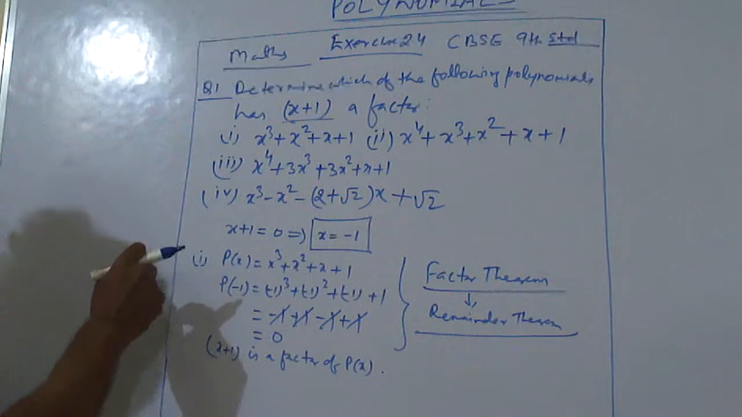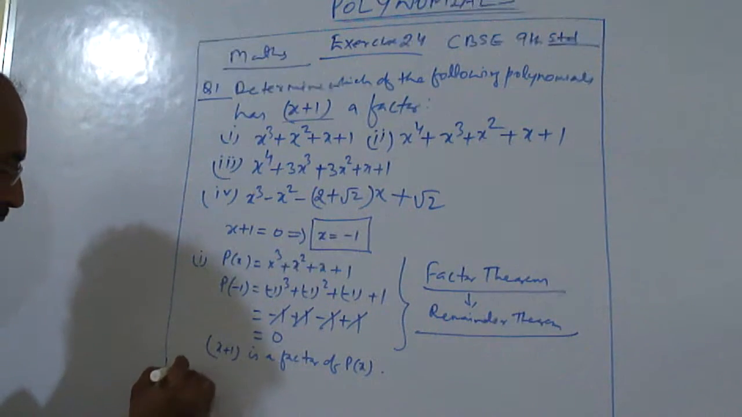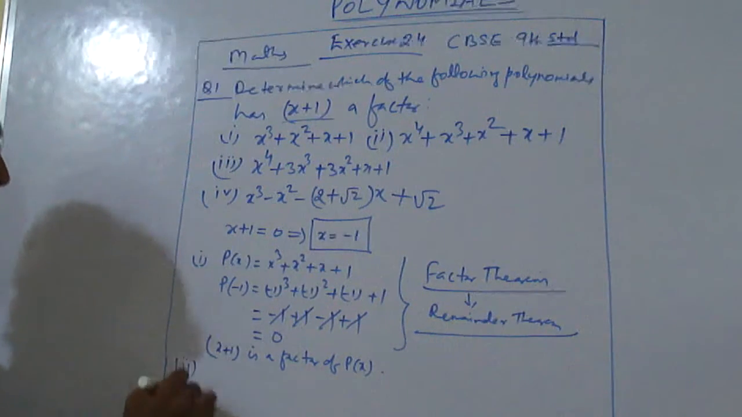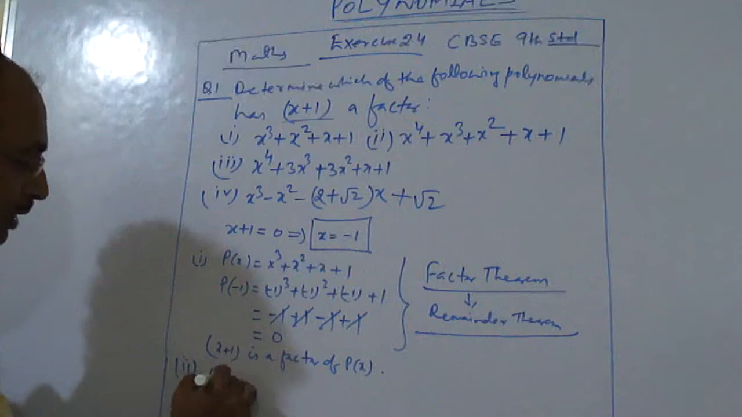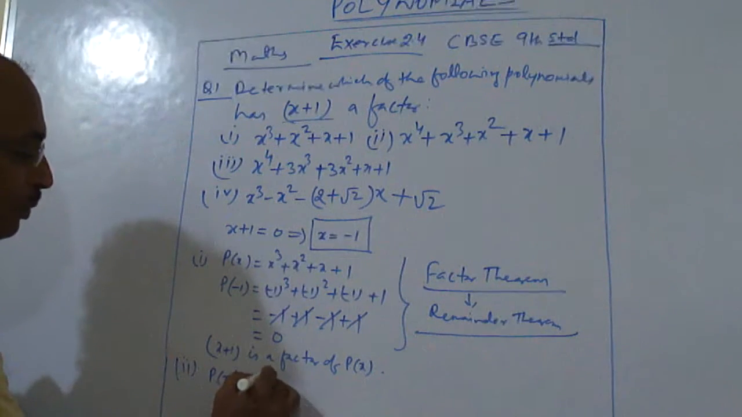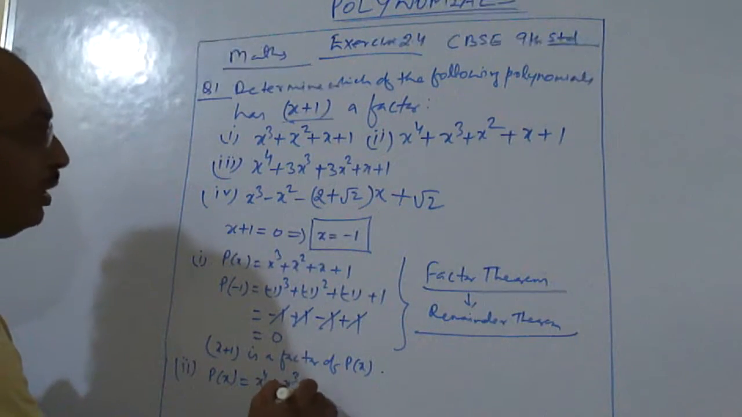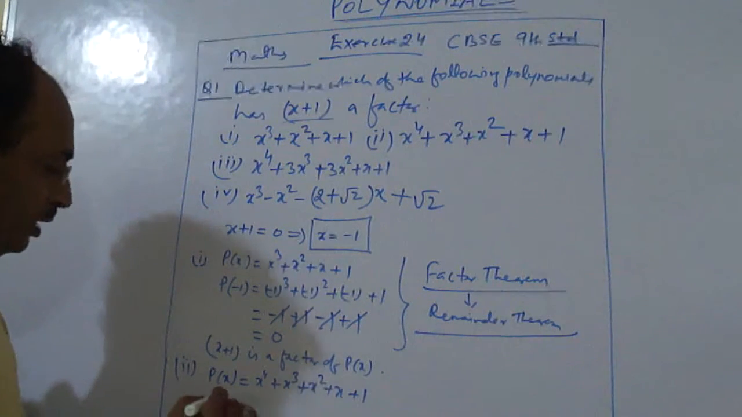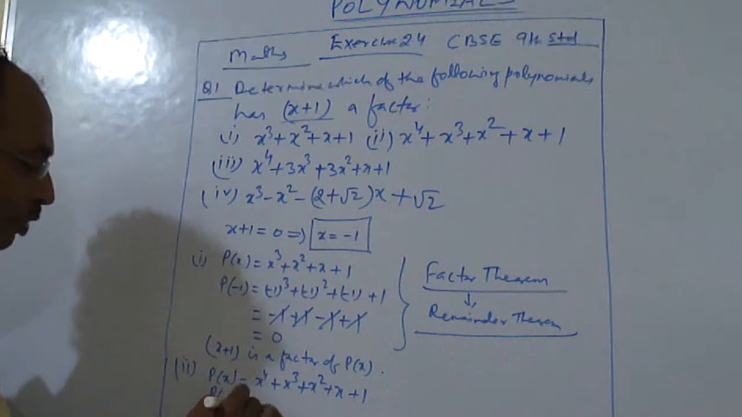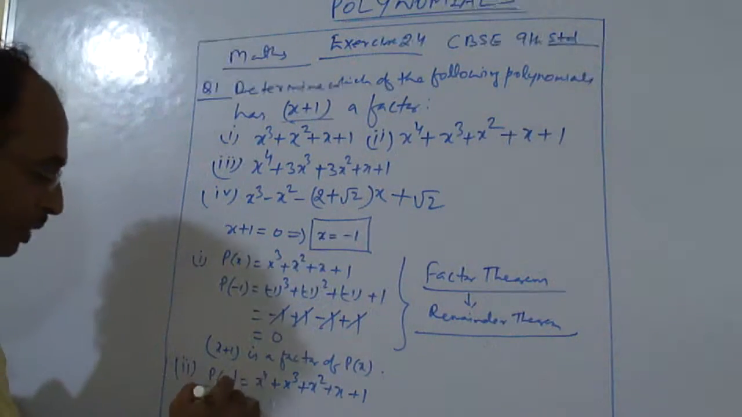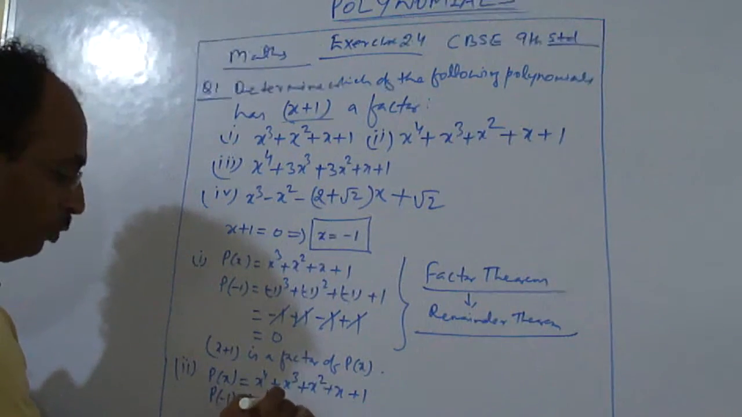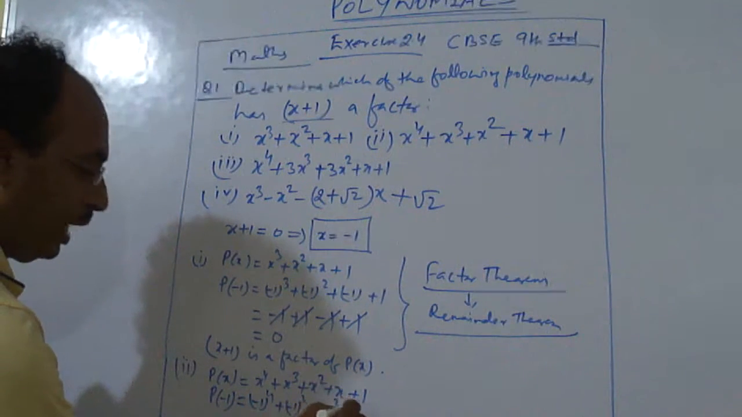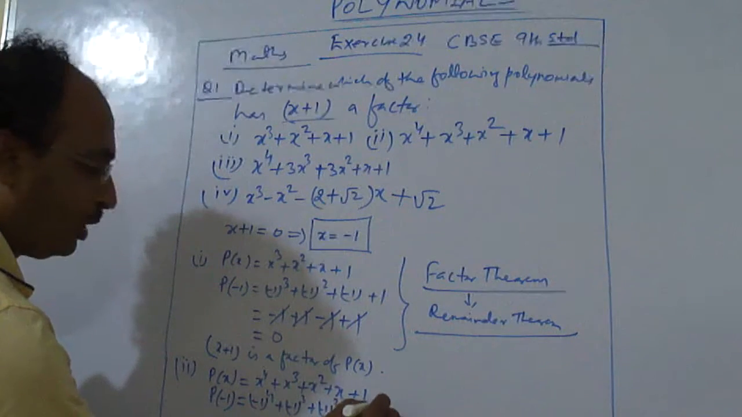Now we will be solving the fourth one. Okay, the second one also we will solve, no problem. Let us see whether it is a factor or not. So x to the power 4 plus x cube plus x square plus x plus 1. Now again we will be putting the value x equal to minus 1. So minus 1 to the power 4 plus minus 1 to the power cube plus minus 1 to the power square plus minus 1 and plus 1.